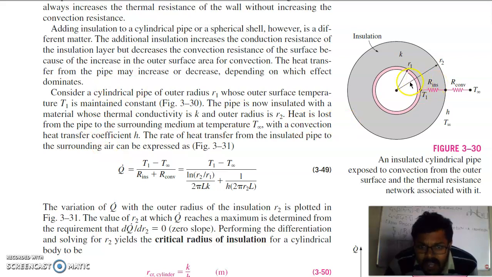Now consider a cylindrical pipe of outer radius R1 whose outer surface temperature T1 is maintained constant. The pipe is now insulated with a material whose thermal conductivity is k and outer radius is R2. So this is the insulation. Heat is lost from the pipe to the surrounding medium at temperature T infinity with a convection heat transfer coefficient h. The rate of heat transfer from the insulated pipe to the surroundings is equal to T1 minus T infinity divided by these two resistances, which are the resistance of this insulation and the convective resistance, which are in series. So this will become equal to this.